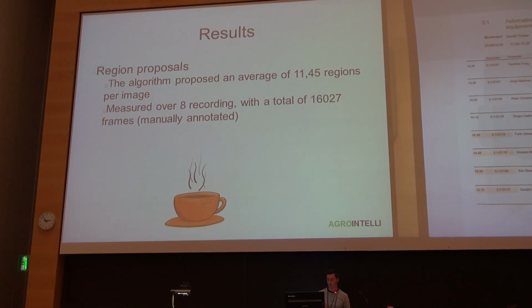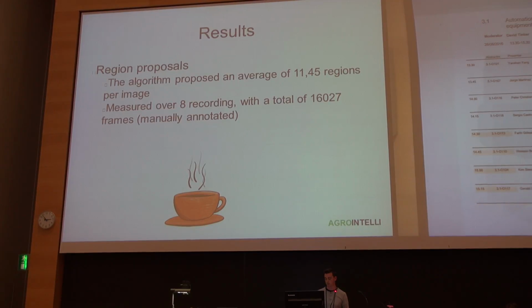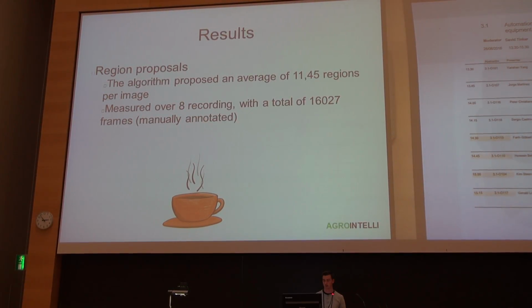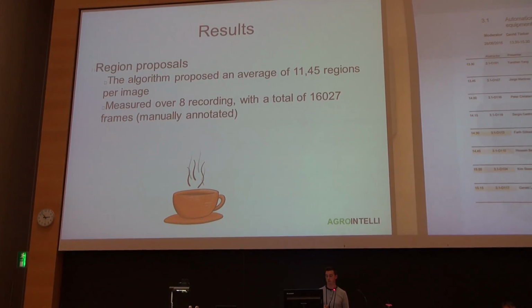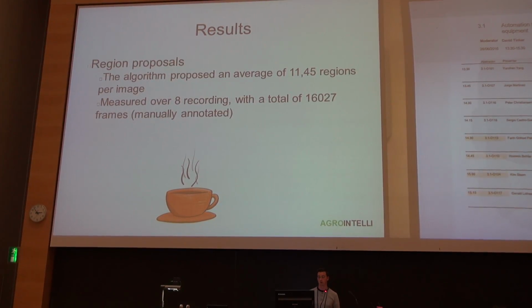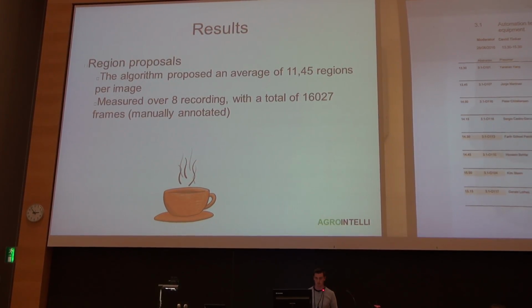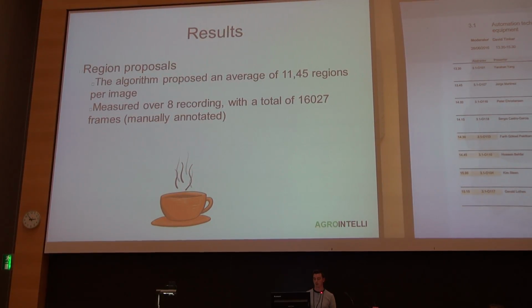Okay, so we don't achieve very good results detecting the obstacles. We have a 33% true positive rate. But if we analyze how many detections we're actually making per image, we have an average of 11.45, or 12, proposed regions per image.